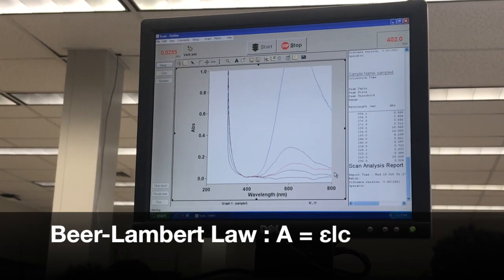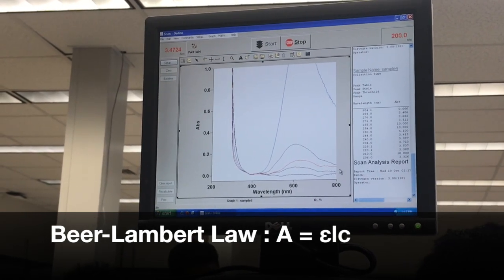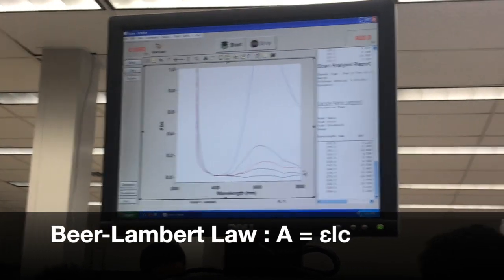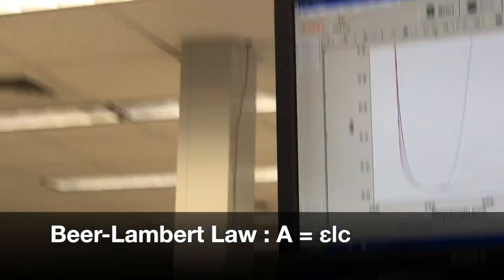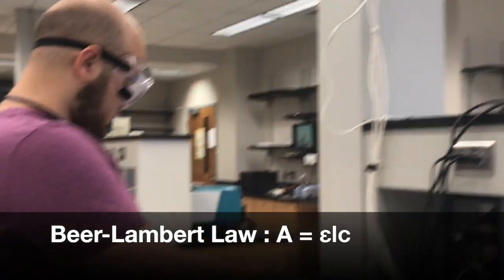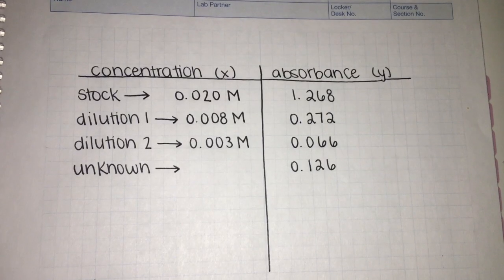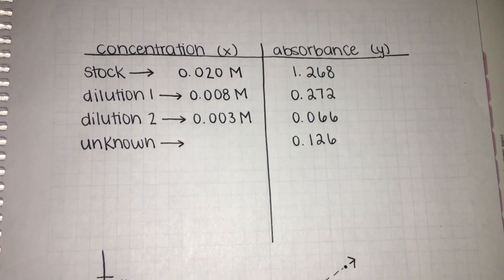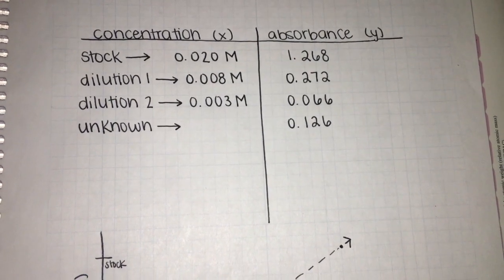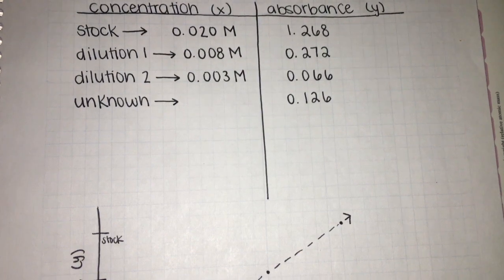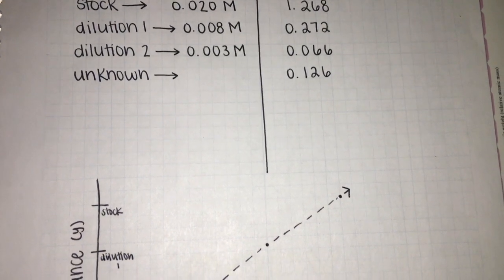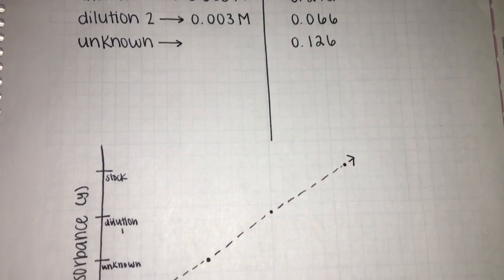L in the equation stands for the length of solution the light passes through, so the path length, and this can be found also by using the spectrophotometer and looking at the length of the wavelength. C stands for concentration, which can be found either by solving for the other variables or by having a known concentration. As you can see, absorbance and concentration have a linear relationship.